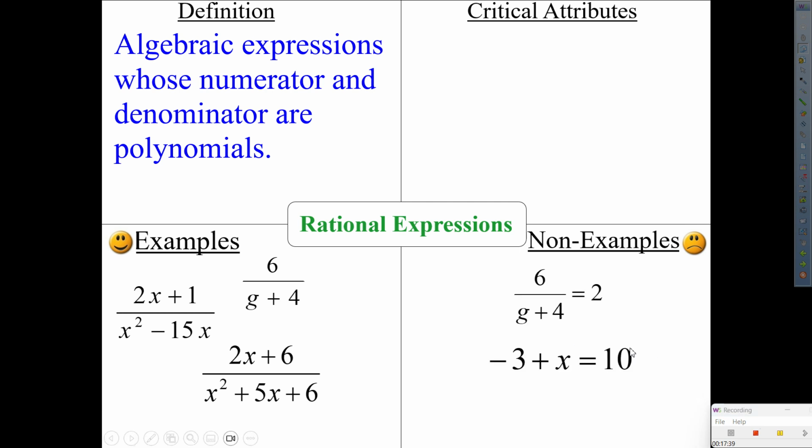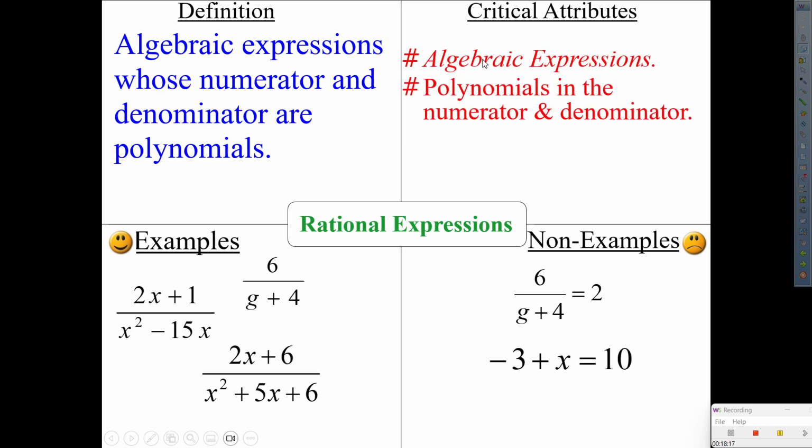Okay, let's go to non-examples. Look at these. Don't copy those yet. Tell your neighbor why this one's not a rational expression and why this one's not a rational expression. Carlos, why are these not rational expressions? They have equal signs, of course. These are equations. Expressions do not have equal signs. Expressions cannot be solved. They can only express values. Okay? So copy that down, please.